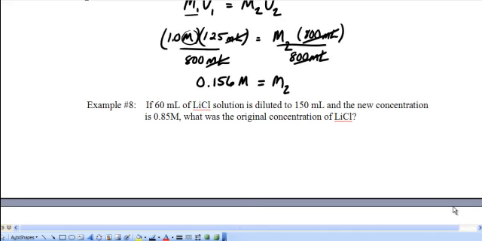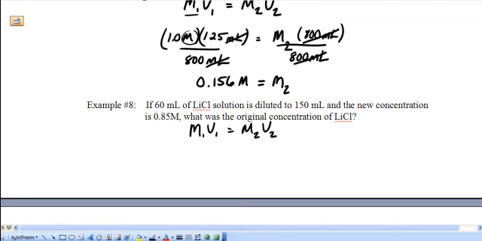And we're back to 16-2, concentrations of solution, where we're wrapping up our discussion on dilutions. In example number 8, it says if 60 milliliters of lithium chloride solution is diluted to 150 milliliters, and the new concentration is 0.85 molar, what was the original concentration of lithium chloride? So, again, you're doing a dilution. So start off with M1 V1 equals M2 V2.